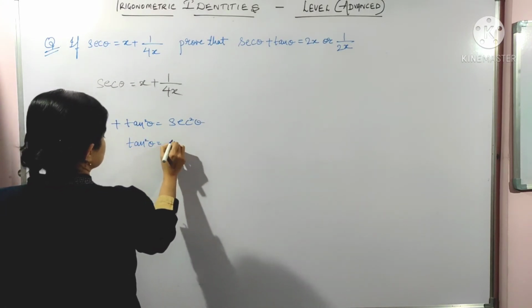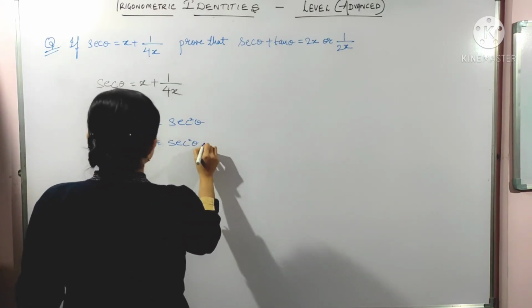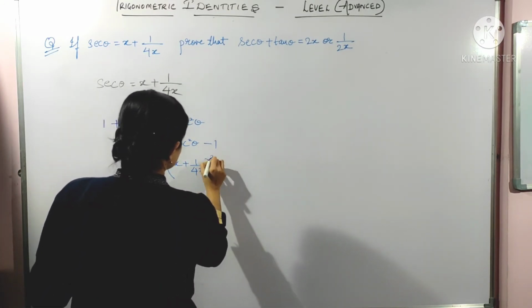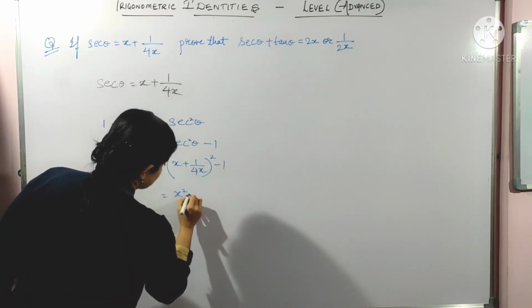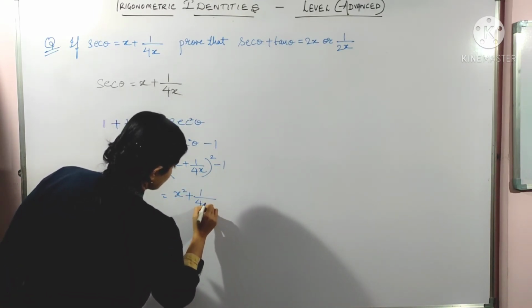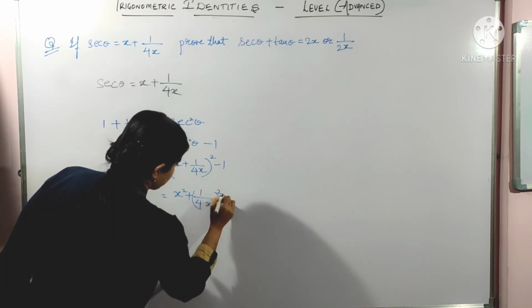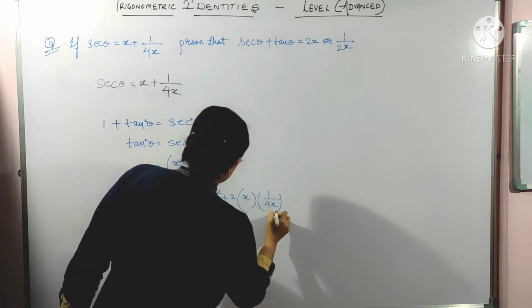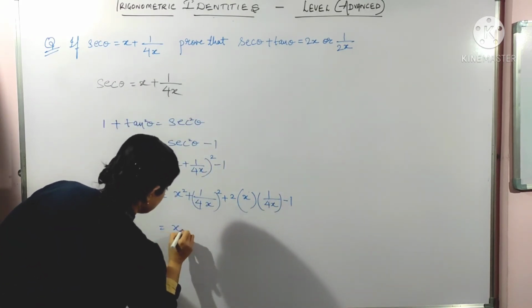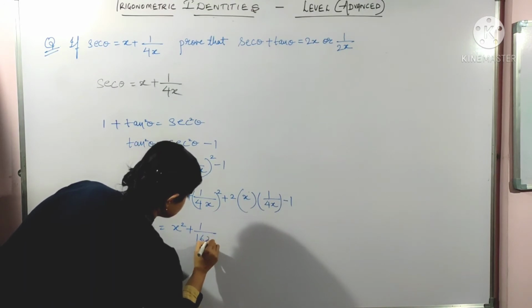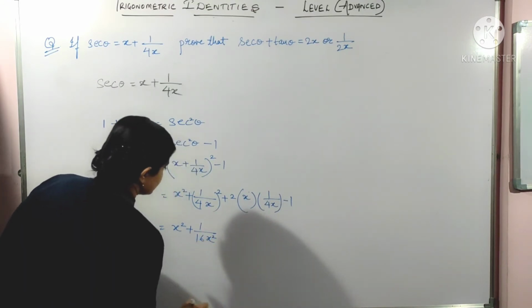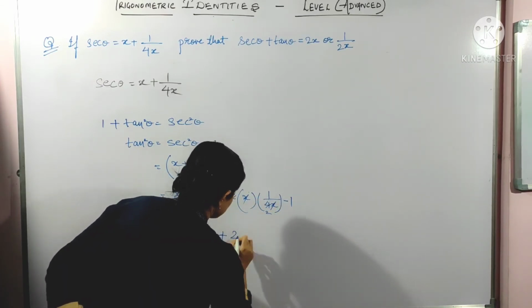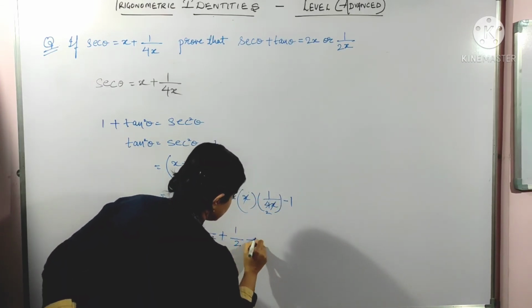Tan square theta equals sec square theta minus 1. Value of sec theta is x plus 1 upon 4x, whole square, minus 1. a square, b square, 2ab, minus 1. a square is 1 by 16x square. And 2ab gives 1 by 2. And here it's minus 1.